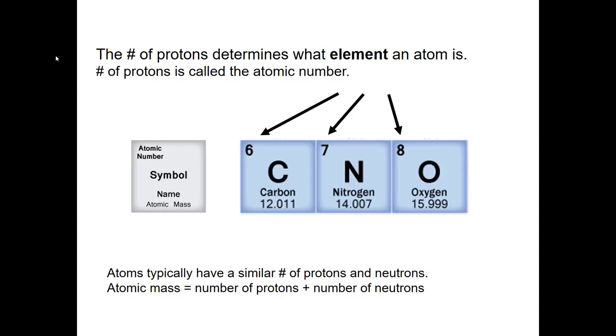That number tells us that any atom with 6 protons is a carbon atom, that any atom with 7 protons is a nitrogen atom, because we know the atomic number for each of these elements. At the bottom of our periodic table entry, we see atomic mass, and that's the number that's listed here.